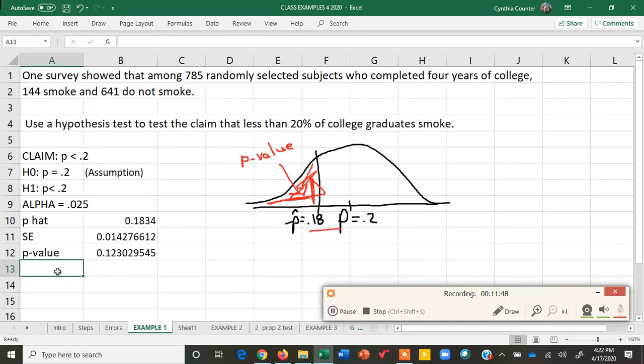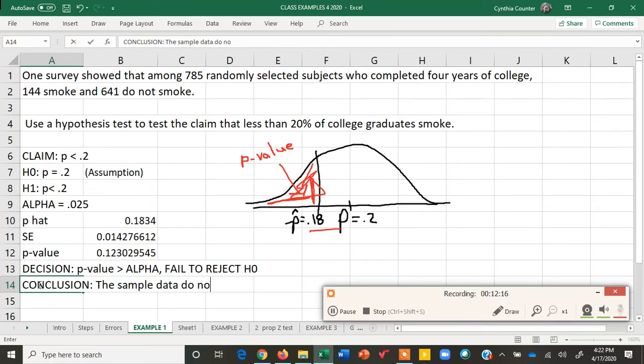So when we look at our decision rule, we see that the p-value is greater than alpha, which means we fail to reject the null hypothesis. And so our conclusion is the sample data do not support the claim. All right, so that then is a full hypothesis test that you would write up for your homework assignment.